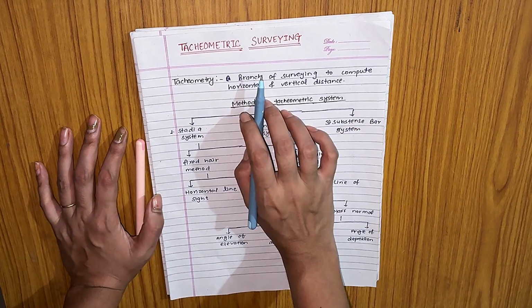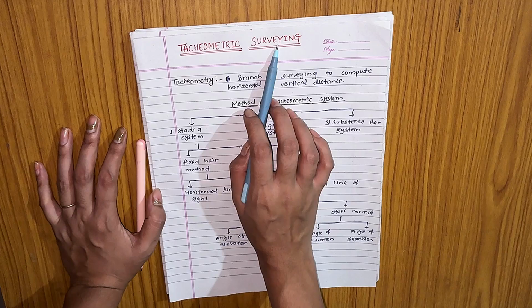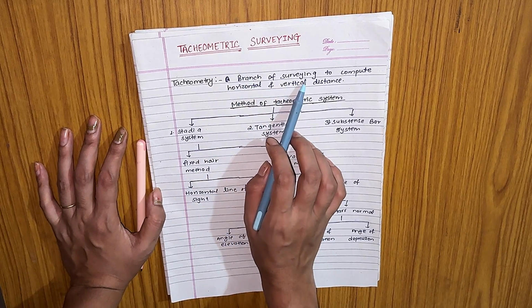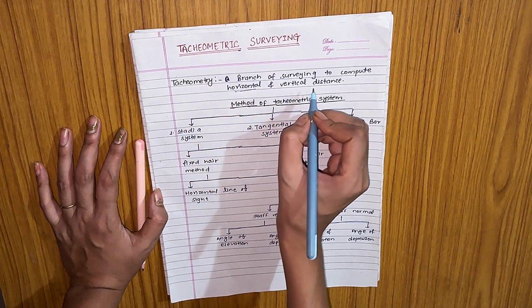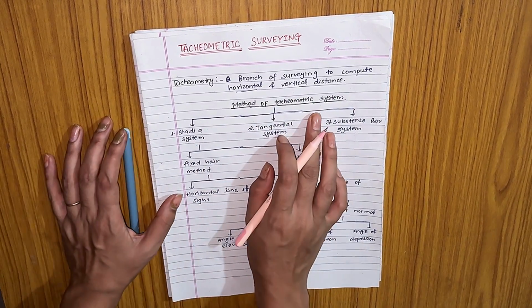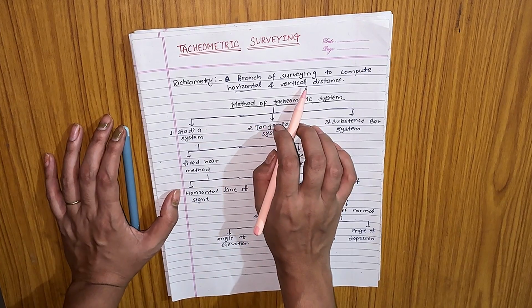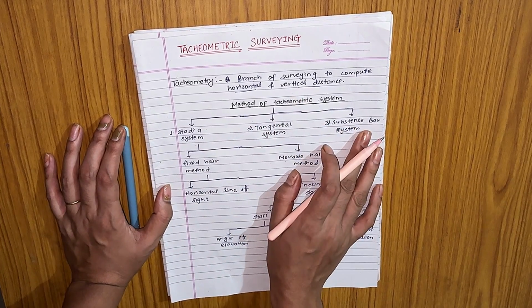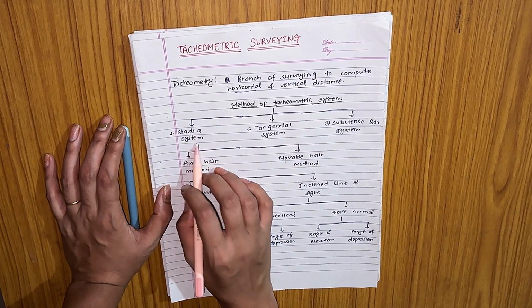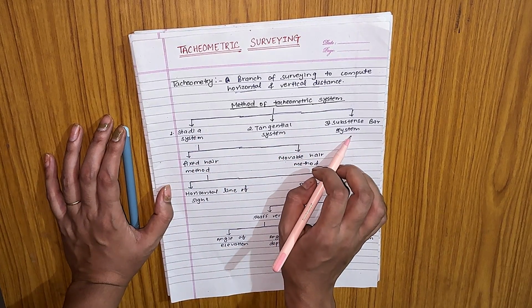So today we are going to see some theory and numerical part of tacheometric surveying. Tacheometry is a branch of surveying to compute mainly the horizontal and the vertical distance. This method is mainly used to calculate the horizontal and vertical distance with the help of angular observation. Now the methods of tacheometric system are the stadia system, tangential system and subtense bar system.